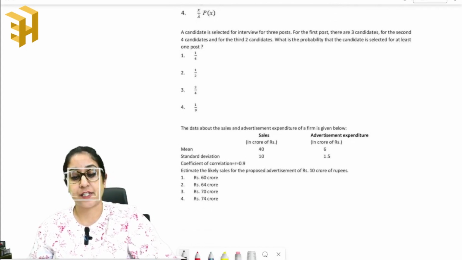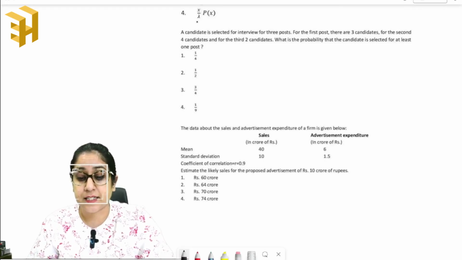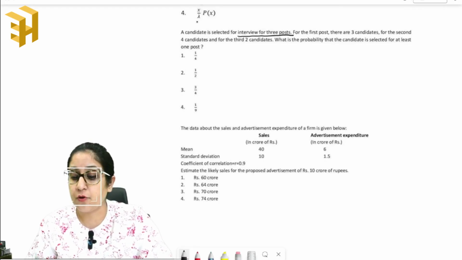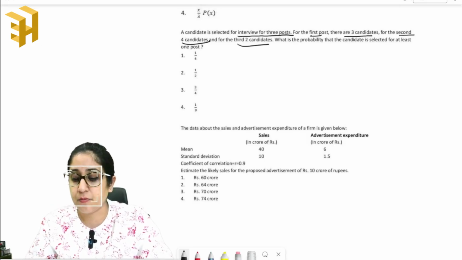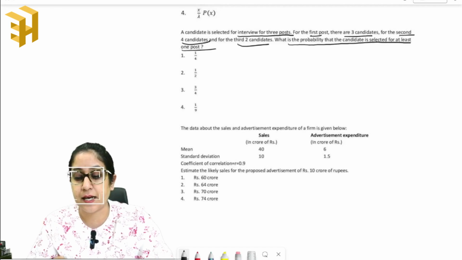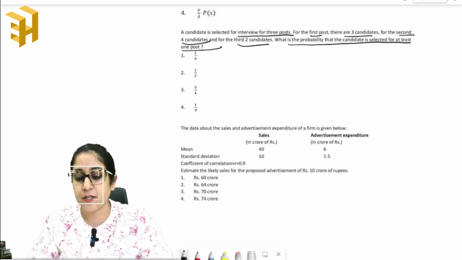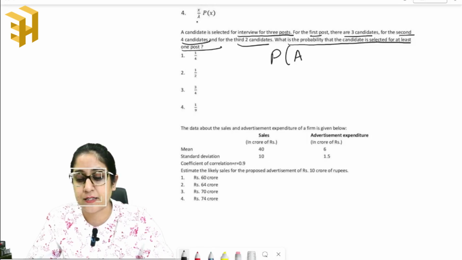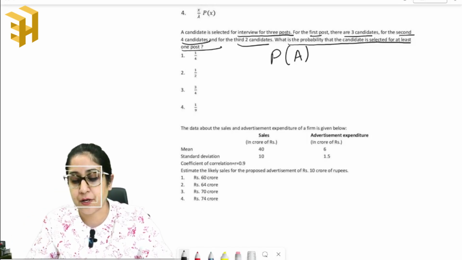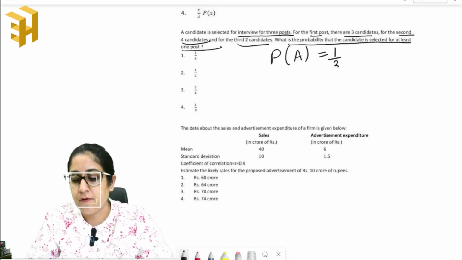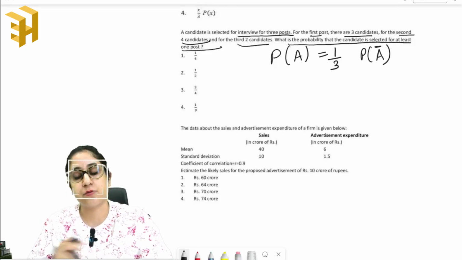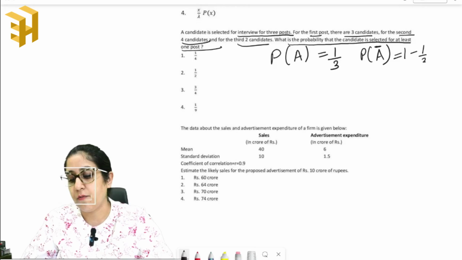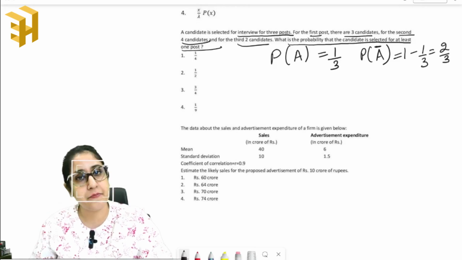Now, next question. A candidate is selected for interview for 3 posts. For the first post, there are 3 candidates. For the second post, there are 4 candidates. For the third, there are 2 candidates. What is the probability that the candidate is selected for at least one post? Now, probability of getting selected in post 1, say A, is 1 by 3, because there are 3 candidates. And probability of not getting selected in the first post is 1 minus 1 by 3, which is 2 by 3.